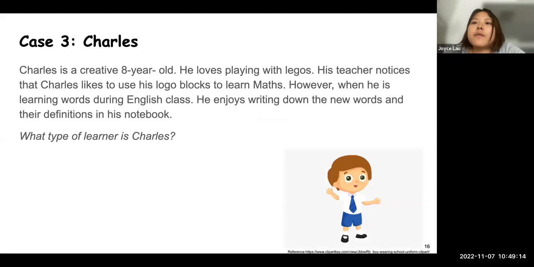Lastly, we have Charles. Charles is a creative 8-year-old. He loves playing with Legos. His teacher notices that Charles likes to use his Lego blocks to learn maths. However, when he is learning words during English class, he enjoys writing down the new words and the definitions in his notebook. What type of learner is Charles?